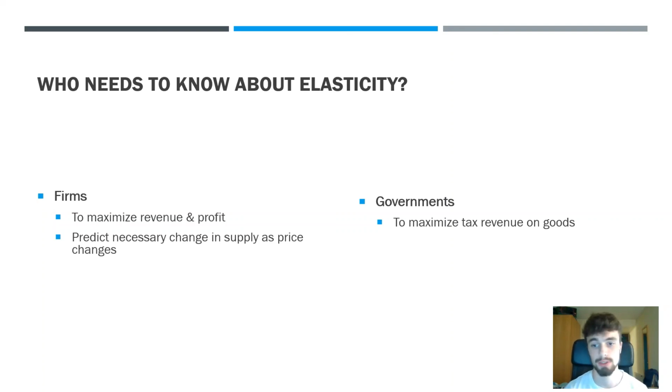It's also helpful for a firm to know the elasticity of a good to predict necessary changes in supply if the firm plans on changing the price. Governments also need to know the nature of the elasticity of goods, and this is to maximize revenue. Again, with cigarettes, in Ireland, they have very high taxes on cigarettes because they know they can yield an extremely high tax revenue because cigarettes are an extremely inelastic good.